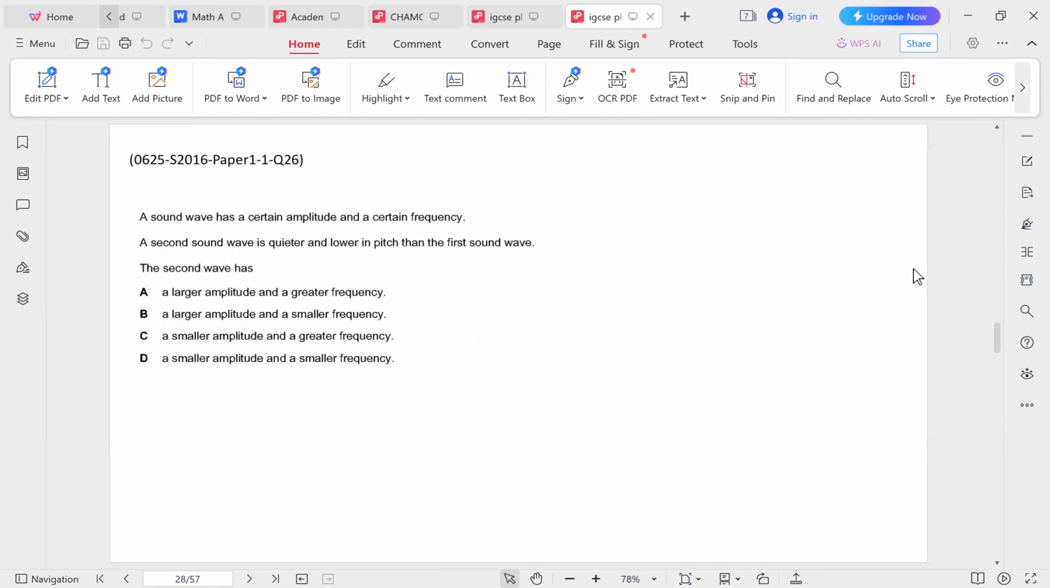A sound wave has a certain amplitude and a certain frequency. A second sound wave is quieter and lower in pitch. So quieter means that the loudness decreased, and lower pitch means that the frequency decreased. So we want something with a smaller amplitude and a smaller frequency. And this, of course, makes sense.